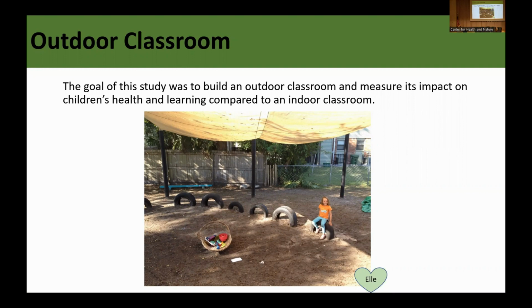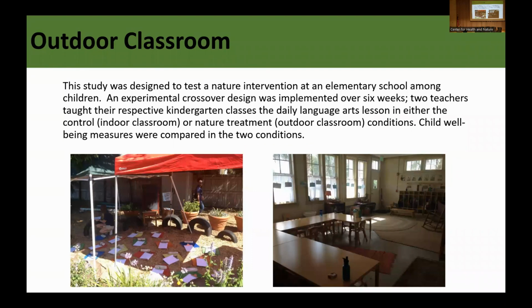The goal of this study was to build an outdoor classroom here. We didn't have much funding. We had internal funding, and we used this dirt play yard in a charter school to create a space for children to learn their language arts lesson. It wasn't a science lesson where they were hands-on doing things. It was just, you're either going to learn your ABCs inside or you're going to learn it outside. And we wanted to see if where you learned mattered for the kids. That's my daughter sitting there. She's 15 now, so a while ago.